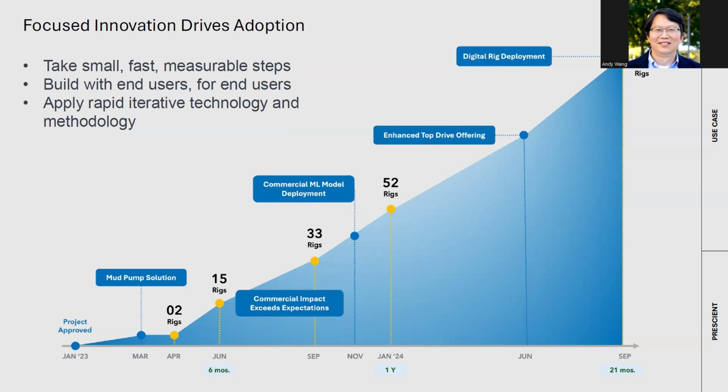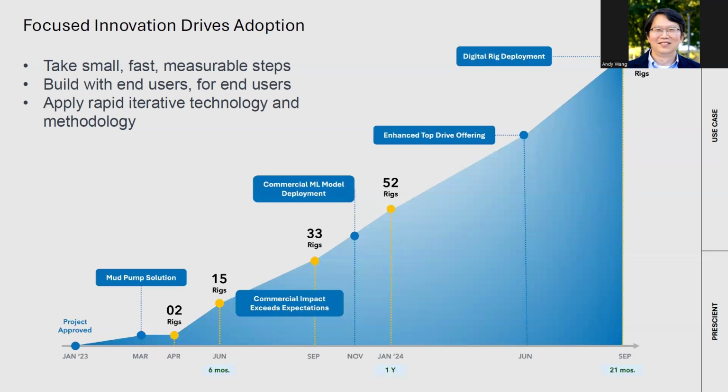What the team decided is to pick a single asset class to build first. And the reason we picked the mud pump is because it requires a lot of maintenance. There's a lot of components in the mud pump that need to be replaced frequently. So a digital twin solution would be very useful for the field to keep track of component replacement.